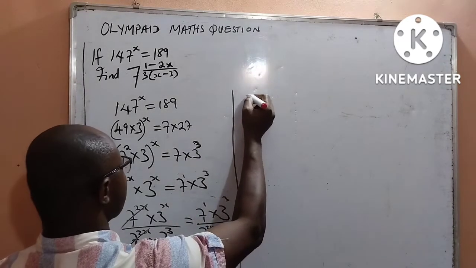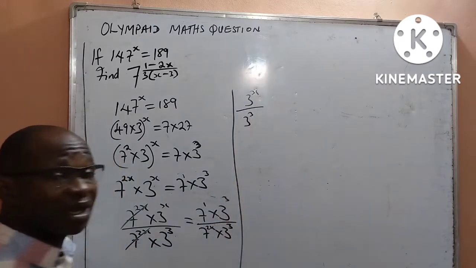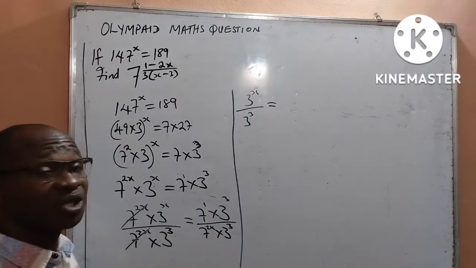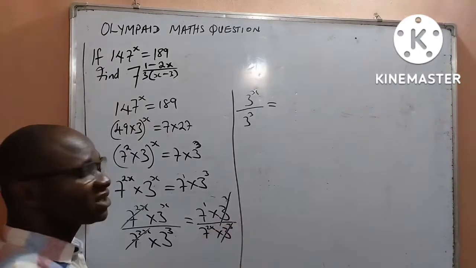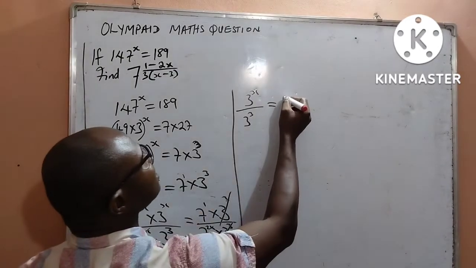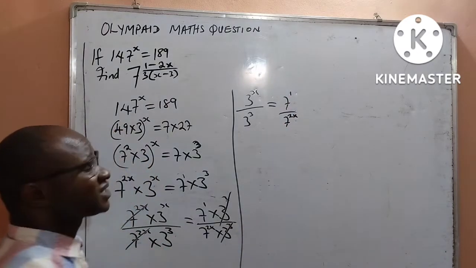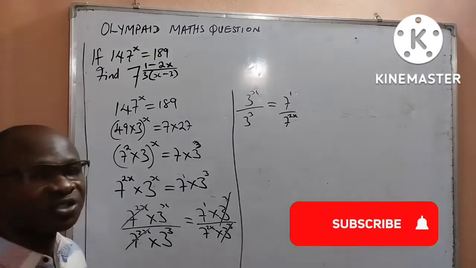And that will leave me with 3 raised to the power x all over 3 raised to the power 3 on the left hand side. Also on the right hand side, you see that 3 raised to the power 3 at the denominator will cancel out with 3 raised to the power 3 at the numerator, leaving me on the right hand side with 7 raised to the power 1 all over 7 raised to the power 2x. You can now see I have factored 3 to one side and 7 to the other side.